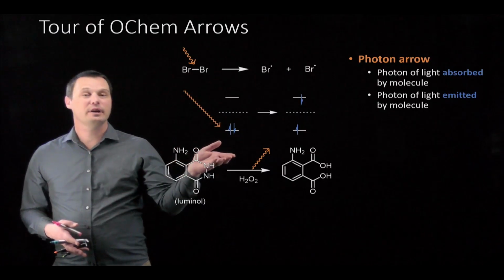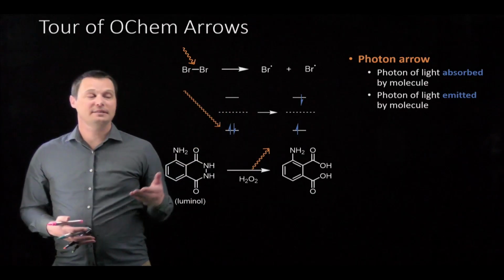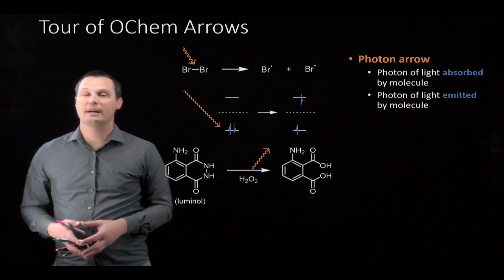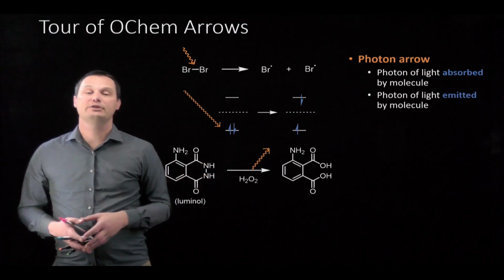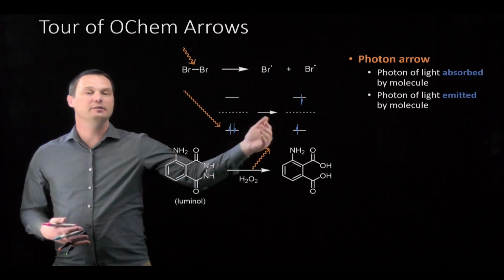We can also use the photon arrow to show that a photon of light is emitted in a chemiluminescent reaction. A chemiluminescent process is a chemical reaction that releases photons of light. When luminol is treated with hydrogen peroxide, it glows and it emits photons, and we can use the photon arrow to show that it is emitting those photons.